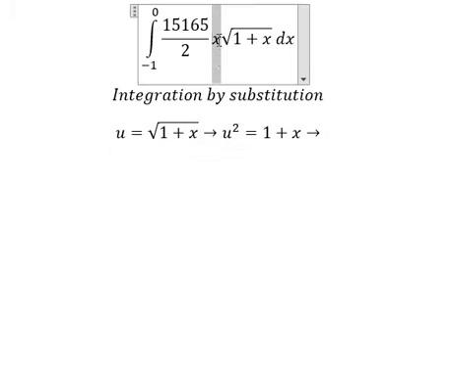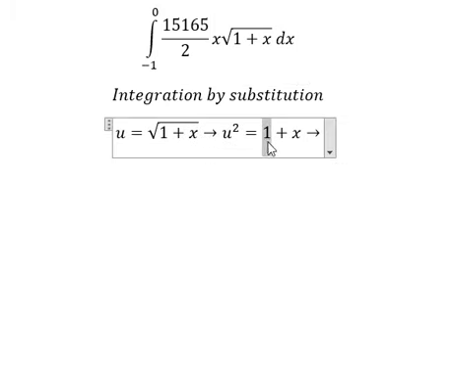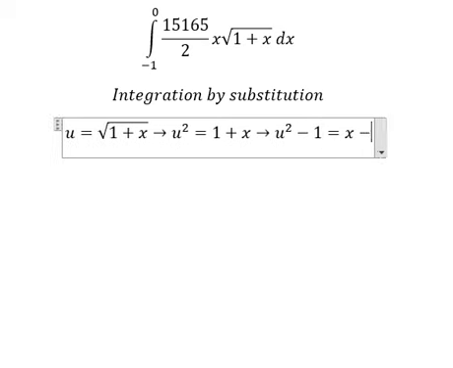Next we have x, so I will move the number 1 to the left. Next we need to take the derivative of both sides. This one is a constant, so you get 0. This one we have 1. This one we have 2u.